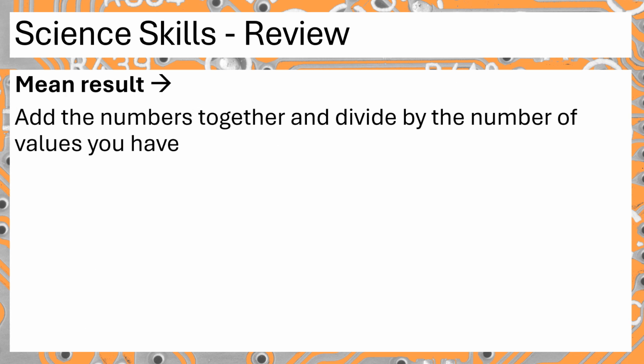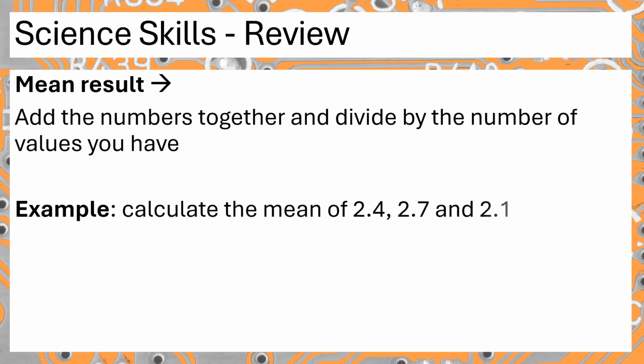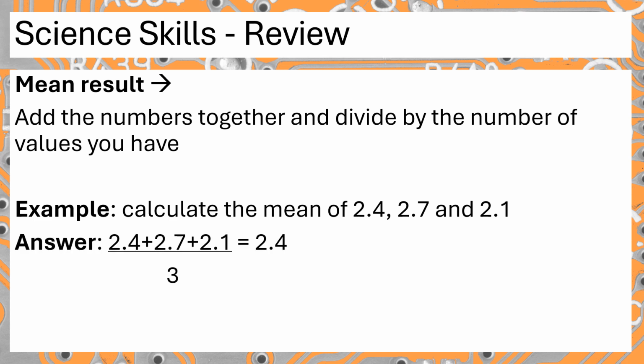The second skill that we need to just go over is how we calculate a mean result. This is something that you've already done plenty of times in maths, but we add all the numbers together and then we divide by the number of values that we've got. So let's have a quick look at an example. If I wanted to calculate the mean of these three numbers, then I would need to add them together and I'd need to divide by 3. And if I do that in this example, I end up with the mean value, which is 2.4.